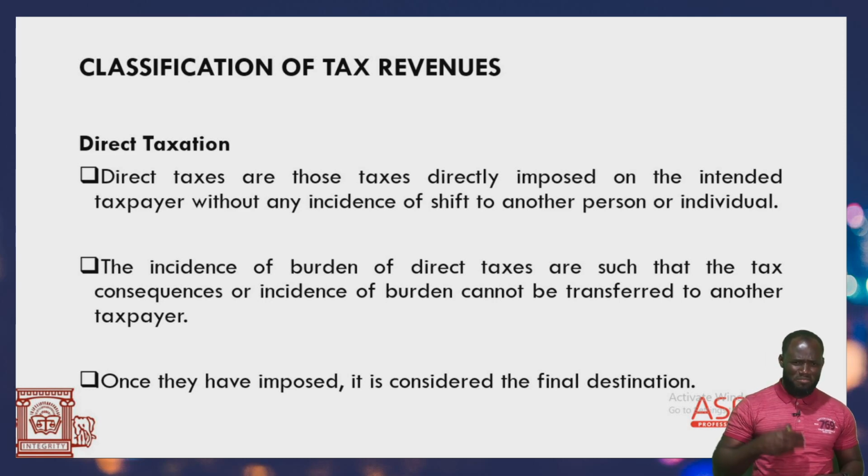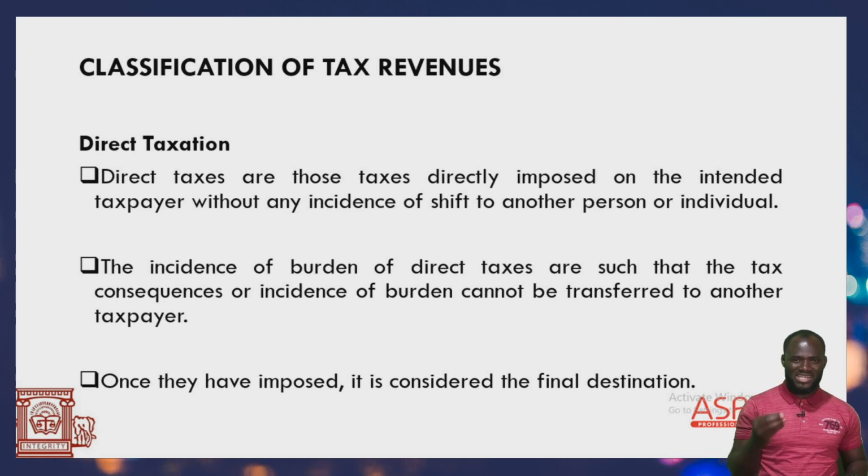However, if the taxes are meant for individual A, but they have to go through individual B before they eventually get to individual A, then said tax can be referred to as indirect taxes. In simple terms, the difference between direct tax and indirect tax is the final bearer of the taxes, the incidence of burden of those taxes. So if the final consequence of the tax can be shifted to another person, say government imposes taxes on me, such as VAT, and I can transfer the taxes to you to pay when you're consuming the final product, that becomes an indirect tax.